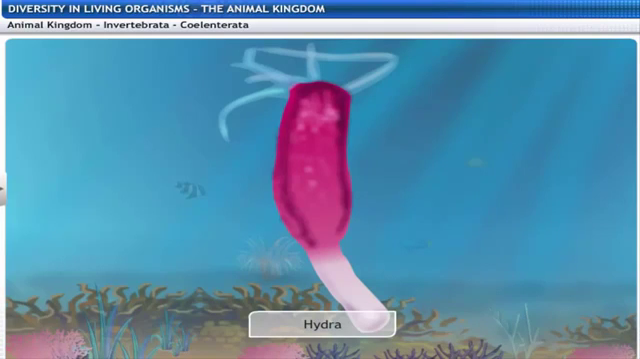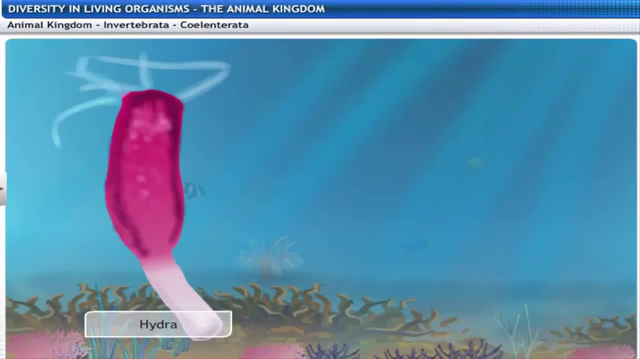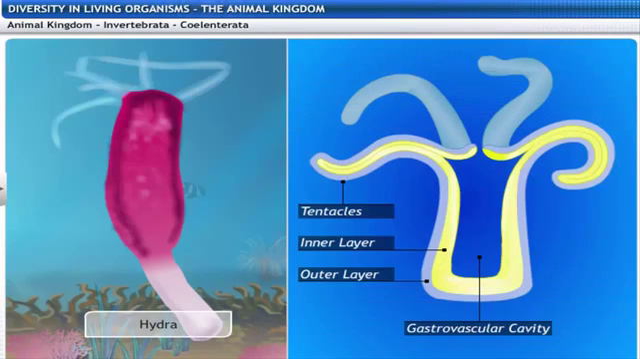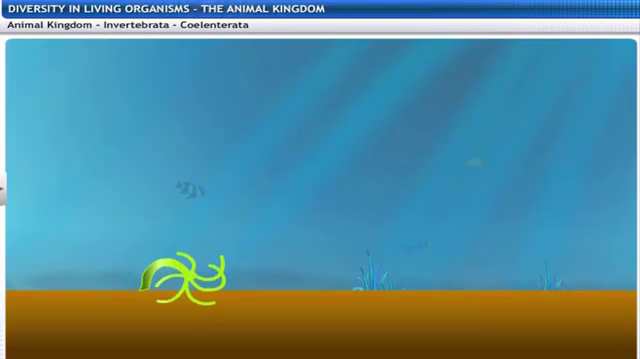Their bodies are radially symmetrical, meaning that all the halves of the body have the same design. Their bodies have outer and inner layers, which enclose a central cavity called gastrovascular cavity. In hydra, locomotion occurs with the help of finger-like processes called tentacles.